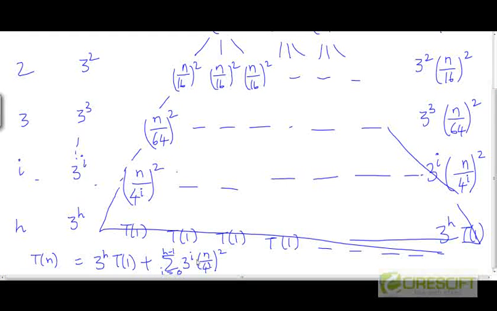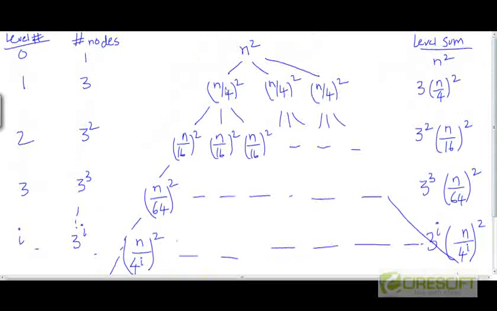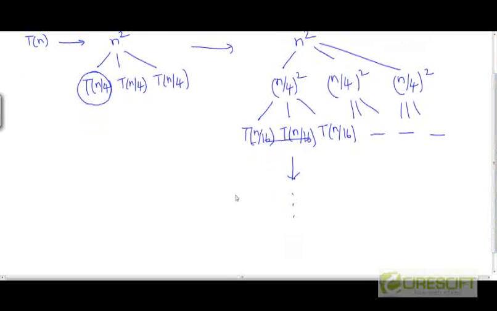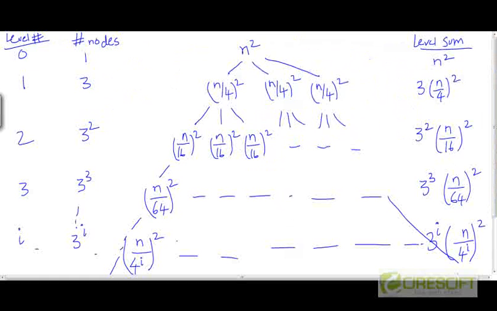Now to calculate this, we need to express h, the height of the tree, in terms of n. And we can do that by noting that the size of the subproblem is reducing by a factor of 4 at every level. When we created level 1, the size of our subproblem was n by 4. When we created level 2, the size of the subproblems we got was n by 4 square. And when we create level I, the size of the subproblems we're going to have is n by 4 to the power I.